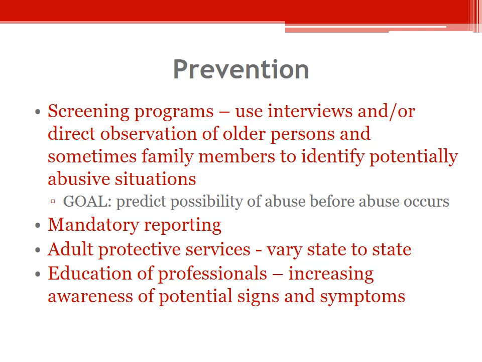Prevention of elder abuse starts with screening programs, where you can use interviews or even direct observation of older persons and sometimes the family members who are the caregivers of older people to identify potentially abusive situations, the goal being to predict the possibility of abuse before abuse occurs. There are certain indicators that they look for, that if they see them, that is a red flag that there's a potential for abuse and that maybe a little more scrutiny is necessary.